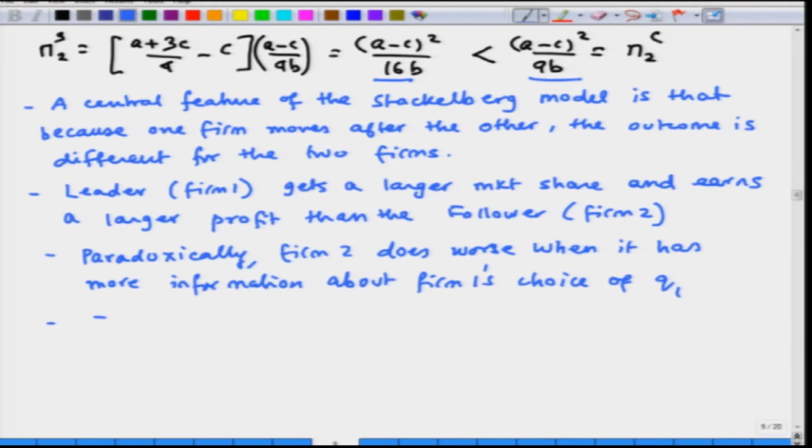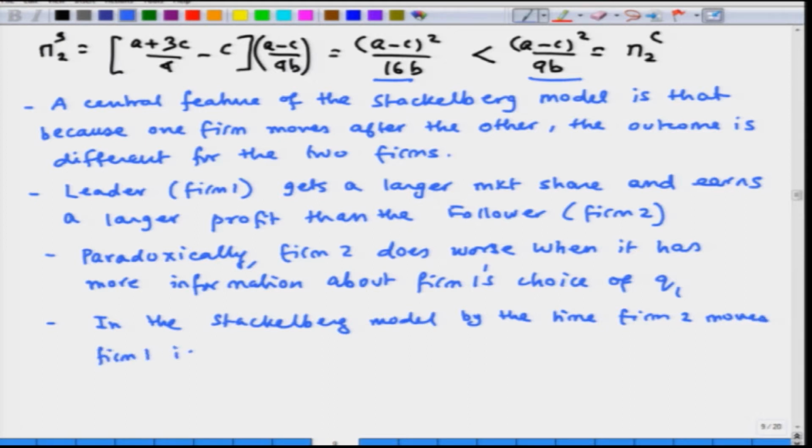In the Stackelberg model, by the time firm 2 moves, firm 1 is committed to producing Q1S, which is equal to (A − C) upon 2B units, right.